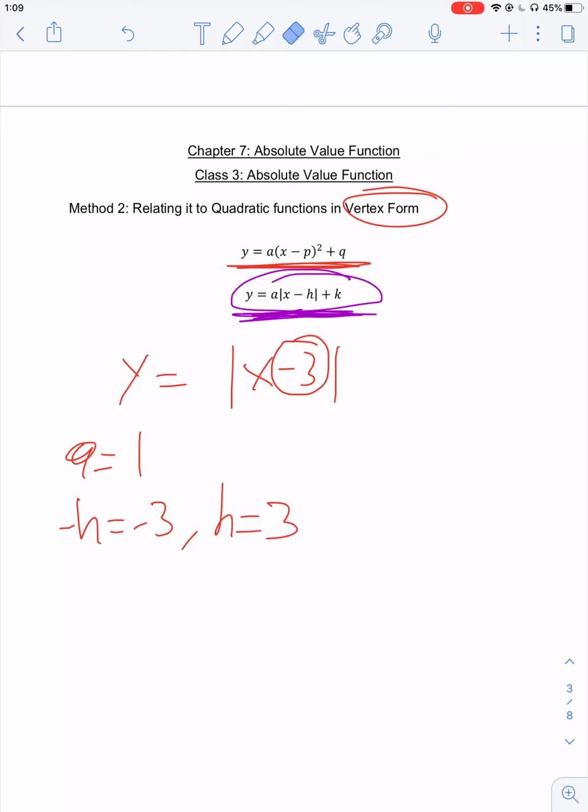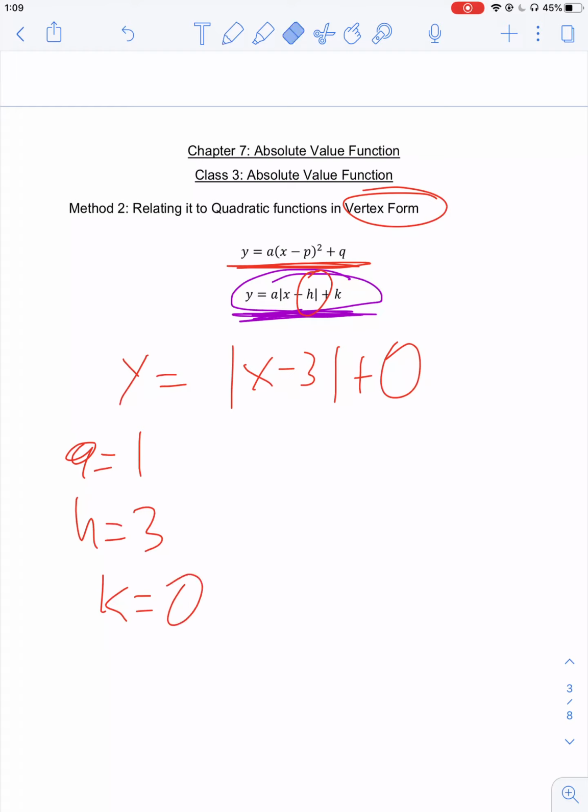Just like the p value, it's kind of tricky because what you see up here is minus h. Minus h is minus 3, so h has to be 3. Okay, so let's write that down here. I think this should not be too confusing because you've already dealt with this. And your k value, because it's plus something that you don't see, it has to be 0. So k is 0.